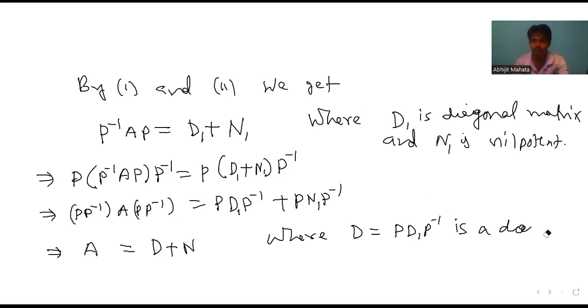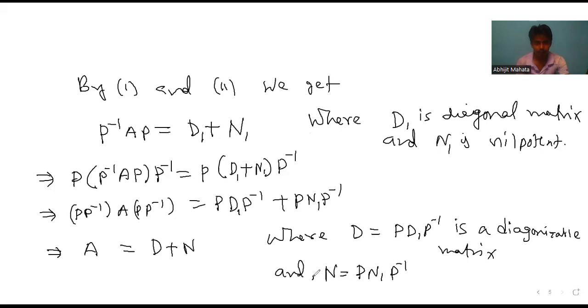Diagonalizable. This is a diagonalizable matrix. It is clear. And we don't know whether this is nilpotent or not. P N1 P inverse. So let's say, and let me write here, the N equals this.